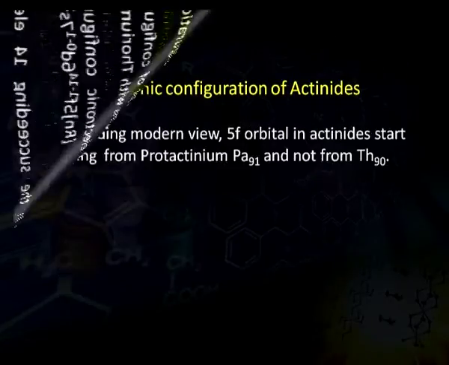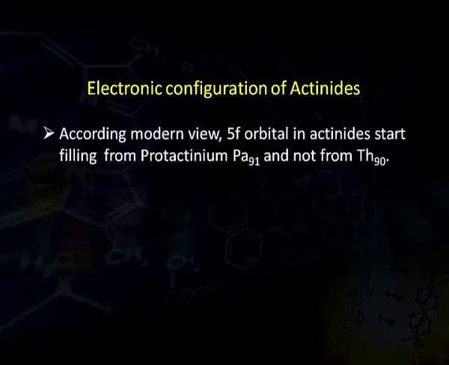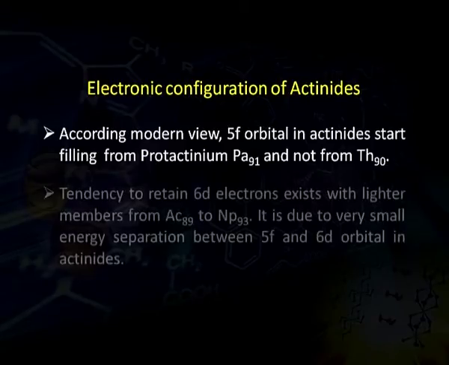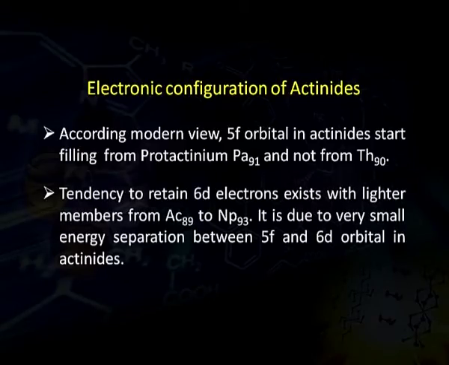According to the modern view, the 5f orbital in actinides starts filling from protactinium, which has atomic number 91, and not from thorium, which was the previous concept. The tendency to retain 6d electrons exists with the lighter members from actinium 89 to neptunium 93. It is due to the very small energy gap between the 5f and 6d orbitals in the actinides.